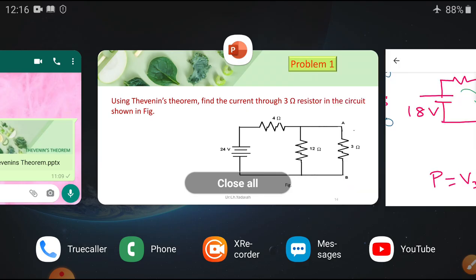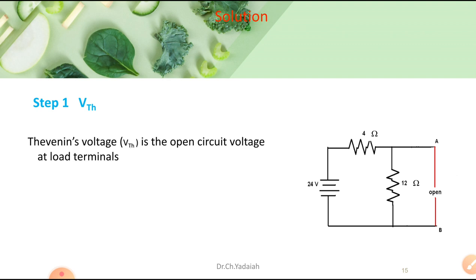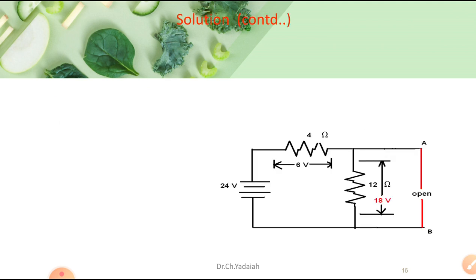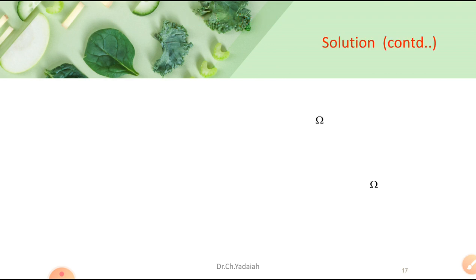Let us see one problem step by step. What we have seen here is Thevenin's theorem. Step one, V Thevenin's is calculated, and we are ready to calculate R Thevenin's. V Thevenin's means the open circuit voltage across the AB terminals where we remove the load. We find the current, applying the voltage division rule. Of the 24 volts, by applying the voltage division rule, we find that the voltage across the AB terminal is 18 volts. Now second step.